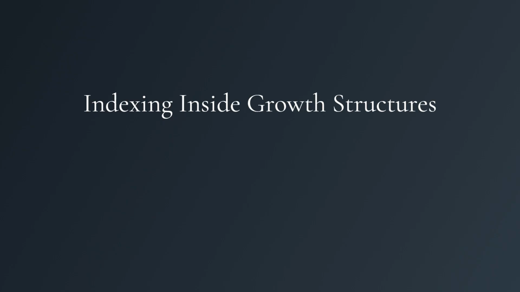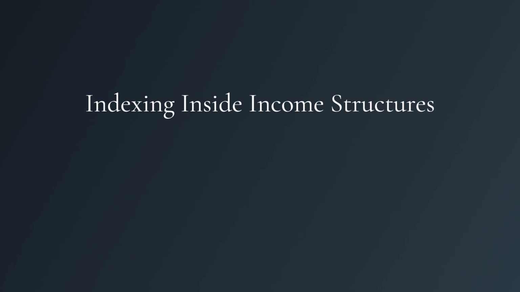More flexible growth structures can support a wider range of strategies. That flexibility can add value, but only when it matches the person using it. Complexity without intention rarely improves long-term results. In income-focused annuities, indexing plays a different role. Here, indexing is less about maximizing growth and more about supporting how income is produced.